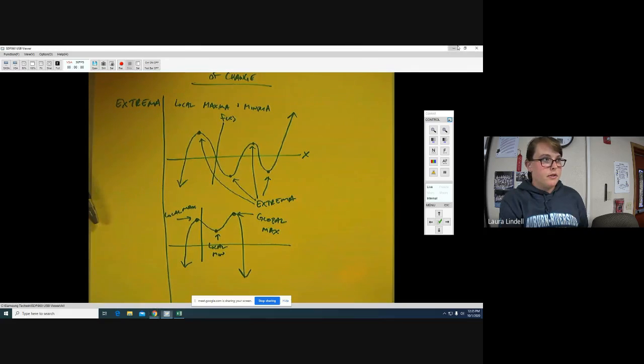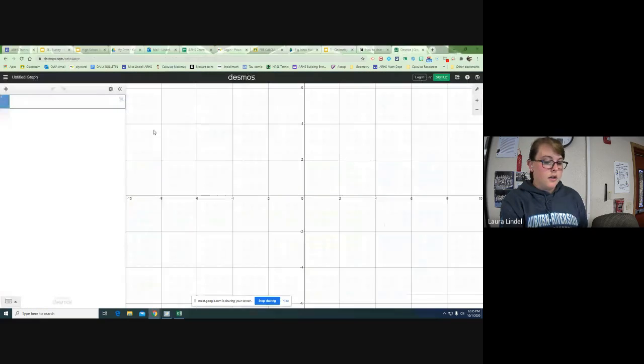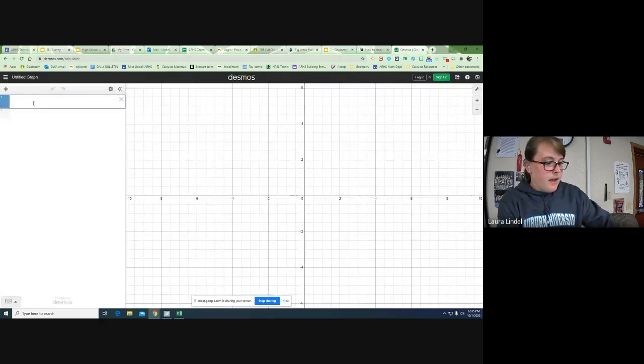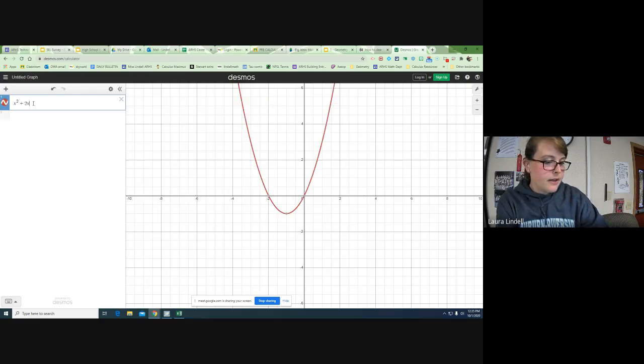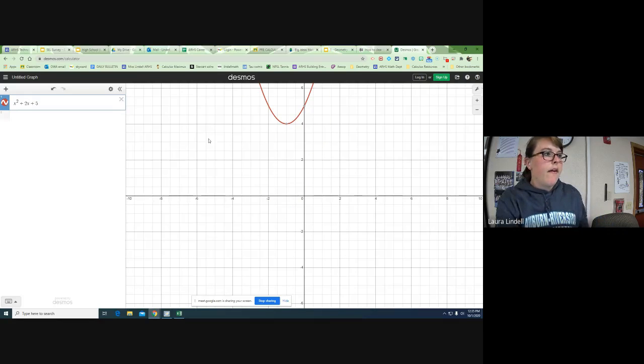On Desmos, we could do the same thing. X squared plus 2x plus 5. There it is. We can click on it, and that would give us our minimum value. All right. So basically in Desmos, you're just clicking.